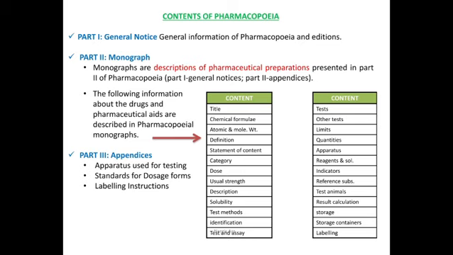What are monographs? Monographs are descriptions of pharmaceutical preparations presented in part 2 of the pharmacopoeia. The following information about the drugs and pharmaceutical aids is described in pharmacopoeial monographs. And next, part 3, appendices. In appendices, we are going to study apparatus used for testing, standards for dosage forms, and also the labeling instructions.